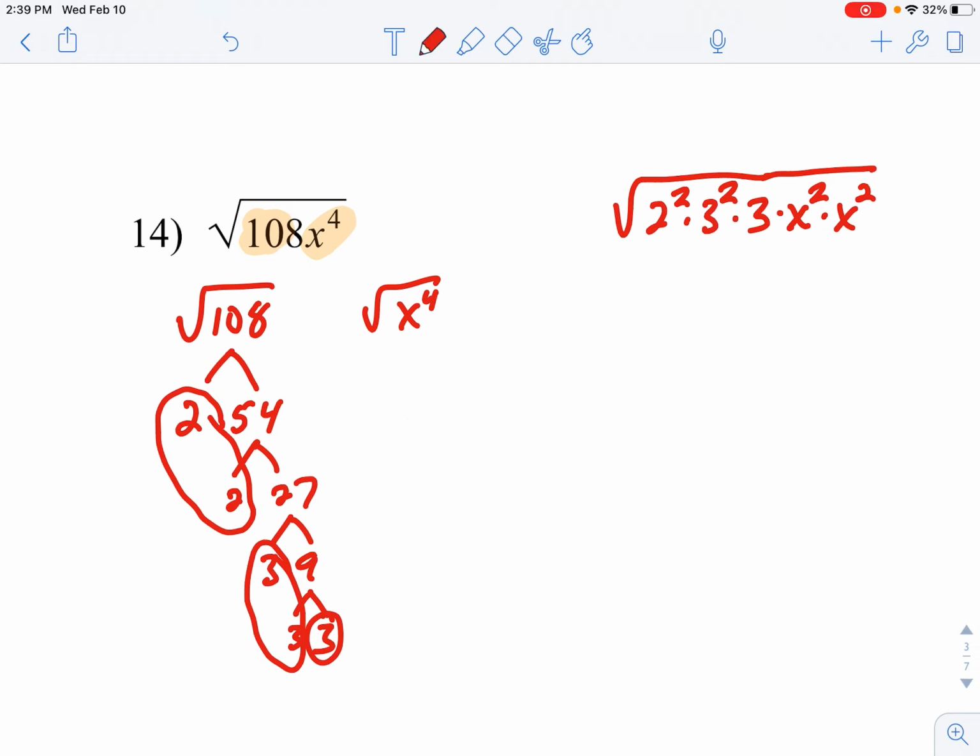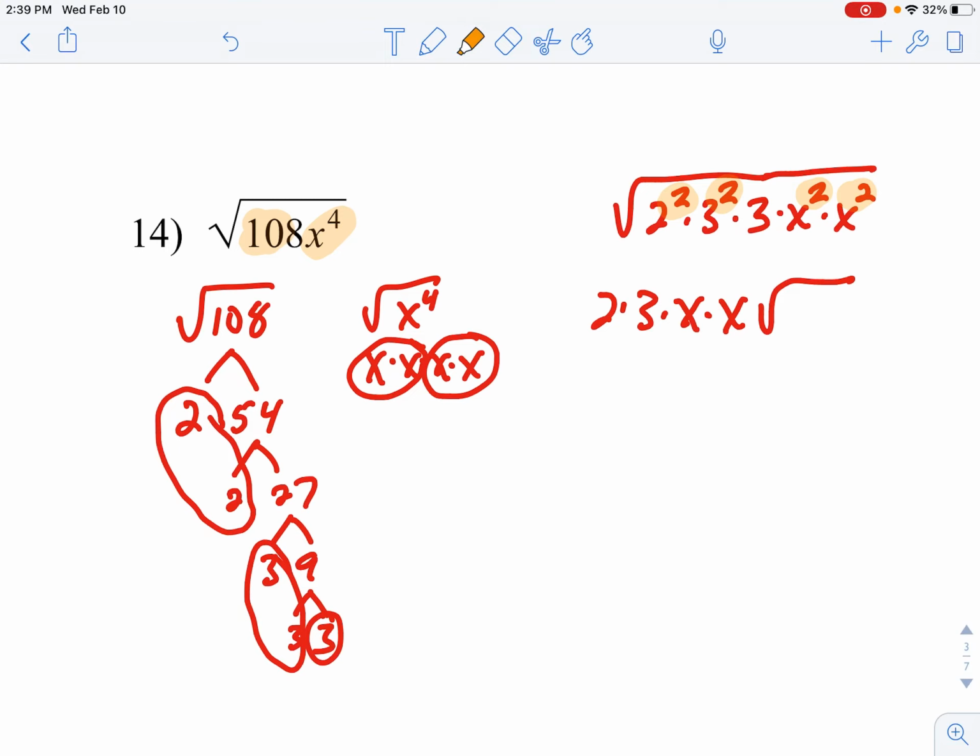You can just say, oh, x to the 4th, that's 4 x's. And then you pair them up. Here's a pair, there's a pair. So I got x squared, x squared. All right, so anyway, we're doing a square root, so all the ones with squares are going to simplify. I can bring out a 2, a 3, an x, and another x. And then, let me switch colors here, that 3 is just going to stay underneath the radical bar. So if I finish this off, 2 times 3 is 6, x times x is x squared, radical 3.